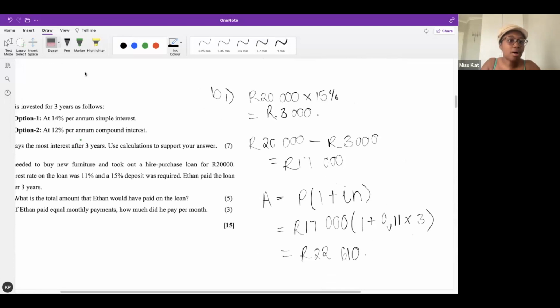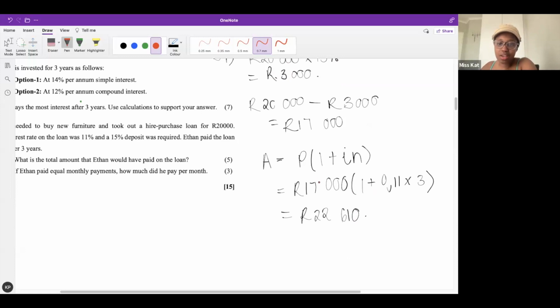Let me put mark allocation for us. First thing, you're going to get marks for finding out how much your deposit is. So you're going to get a mark for the method of multiplying by 15%, and a mark for using the correct amount. And then you're going to get a mark for substitution. You need to know your formulas. You're going to get a mark for substituting 17,000 Rand because that's the correct principal amount, and then for substitution over here, and of course, your final answer.